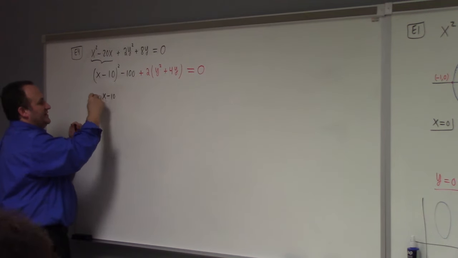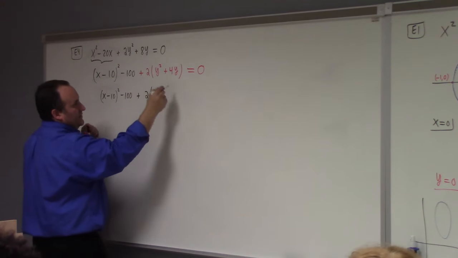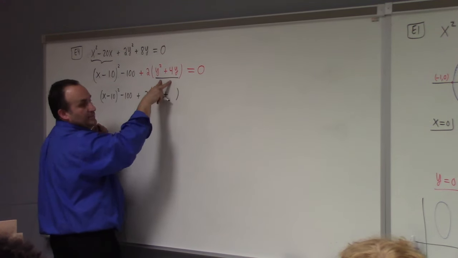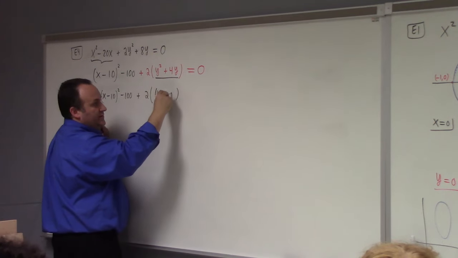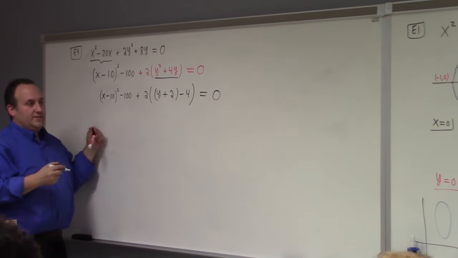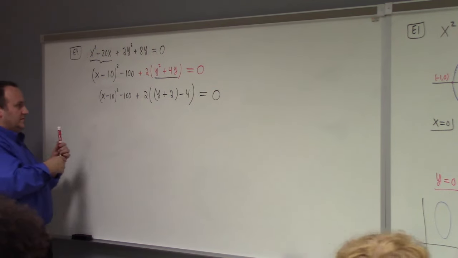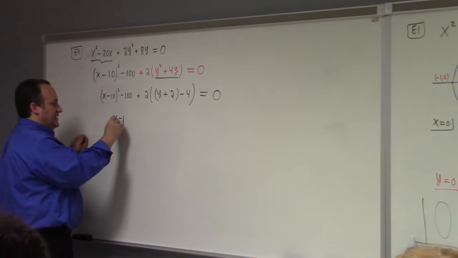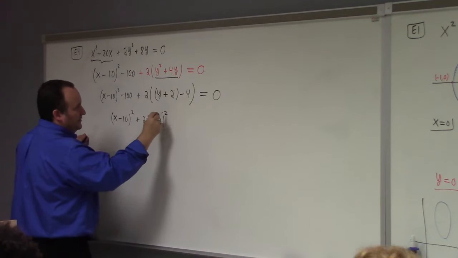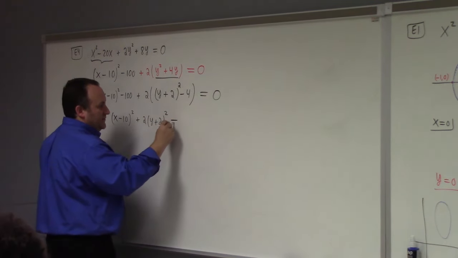What's it look like? First of all, I still got my x minus 10 squared minus 100 over here. But then I also have plus 2 times, complete the square on this, what do I get? I get y plus what? I take half of 4, which is 2, and I have to subtract 2 squared, which is 4. Now keep in mind, I have to distribute that back out, right? So here we go. We have x minus 10 squared plus twice y plus 2 squared. There's a square there. And that's equal to 100.